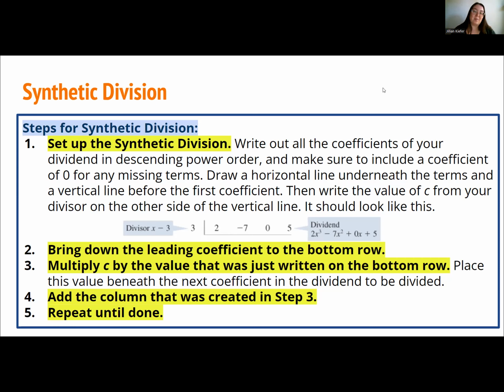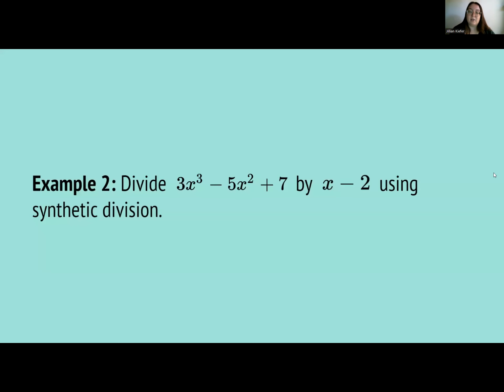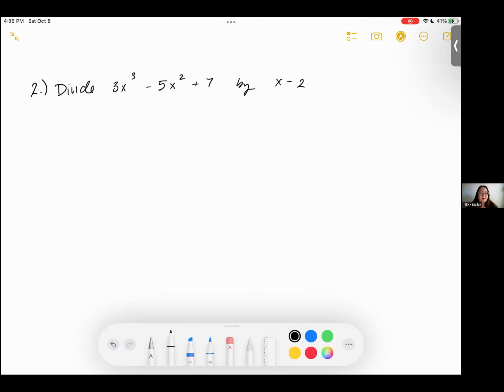Once again, a lot of words, a lot of just kind of verbally saying how we're going to do this, but let's go ahead and actually do it. So we're going to go on to our next example, example 2. We're going to divide 3x to the power of 3 minus 5x squared plus 7 by x minus 2 using synthetic division. So let's go over to our notes to work out this problem. All right, so here we have problem 2. We are dividing 3x to the power of 3 minus 5x squared plus 7 by x minus 2.